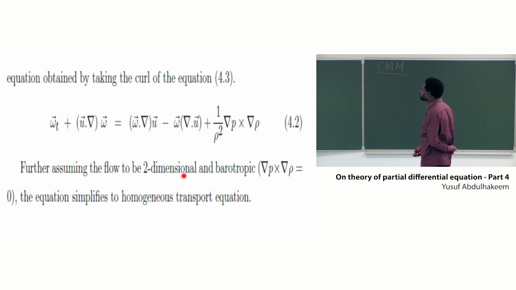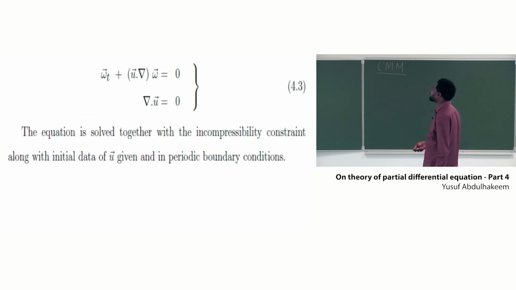Further, assuming the flow to be two-dimensional and barotropic, which implies that the gradient of rho cross gradient of P is equal to 0, the equation simplifies to a homogeneous transport equation. By the time this term reduces to 0, this equation will reduce to a homogeneous transport equation. This is what it is going to reduce to. So the equation is solved together with the incompressibility constraint. This is the incompressibility constraint, along with initial data of u given and periodic boundary conditions.